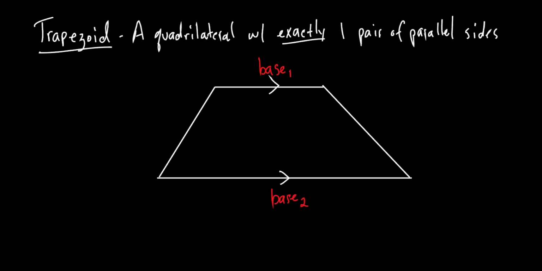The two that are not parallel, we give names for that as well. We call them the legs. So that would be one leg, and this would be another leg. These are the non-parallel ones, okay? So the ones that are not parallel are called the legs. The ones that are parallel are called the bases, because you got two of them. Everybody with me on that?